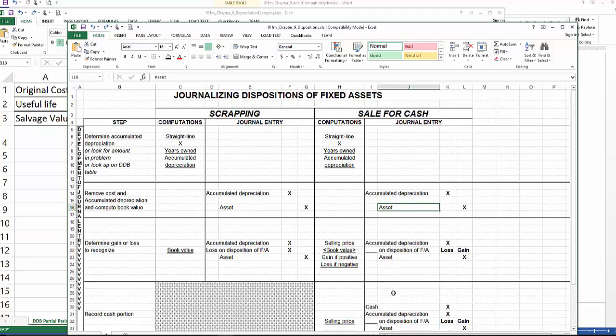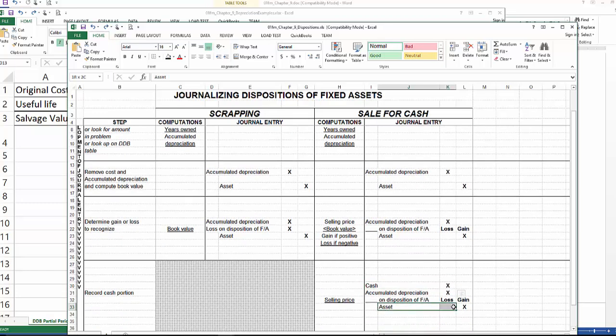The last thing about a sale for cash is you have to insert the cash amount, which is whatever we sold it for usually. So you'll have a balanced journal entry with the cash amount, accumulated depreciation, a gain credit or a loss debit on disposition of your plant asset, and at last a credit for the asset's cost.